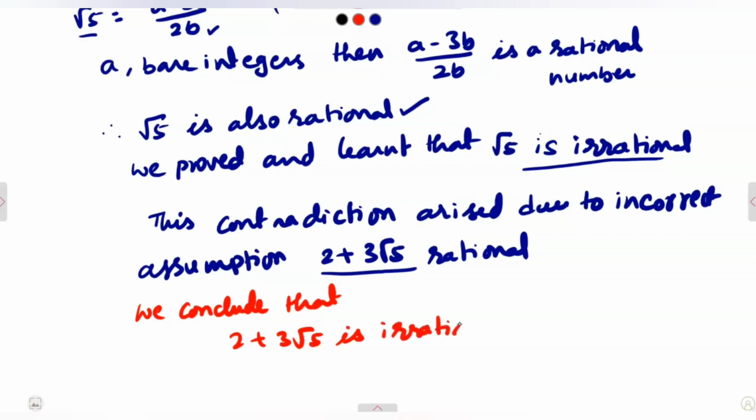So, what did you understand from this? 2 plus 3 root 5 is irrational means the sum of a rational number and an irrational number is irrational. 2 is a rational number, 3 root 5 is an irrational number. So the sum of a rational and an irrational is always irrational. You can also conclude that. Now, let us see question number 3.